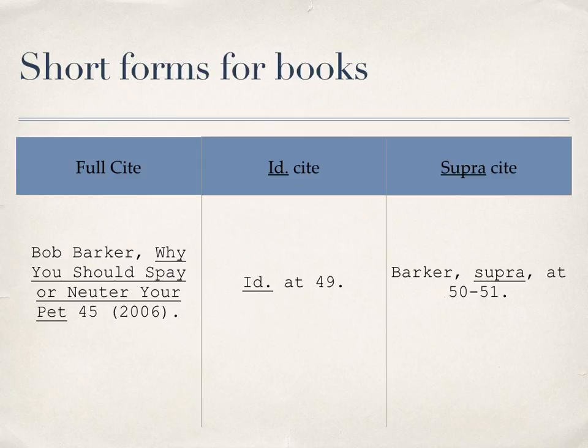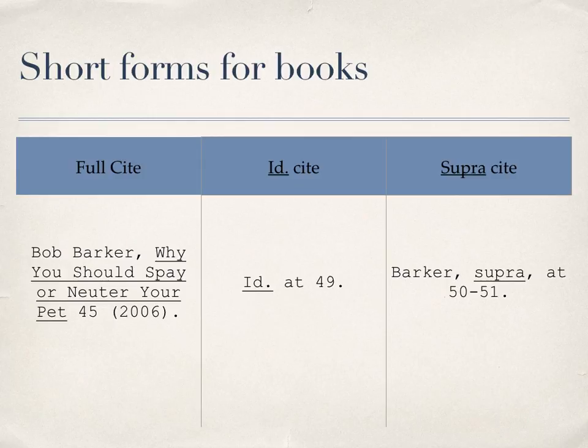Instead of the medium form that we learned with cases, involving a shortened case name and the volume, reporter name, at page number, with books we use supra. Supra is never appropriate for a case cite or a statute cite, but it is appropriate for books. So this is the cite form that you will use where you've cited this book in full previously, but since your last cite to this book, you maybe have cited a few other authorities.